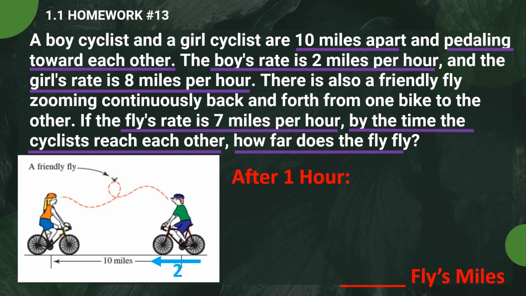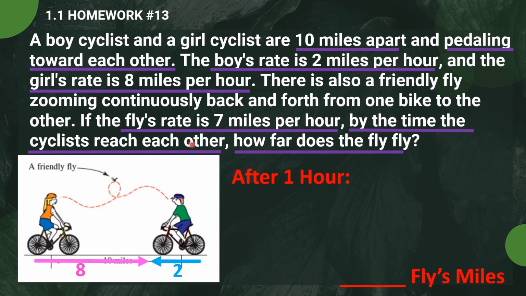So in 1 hour, he would go 2 miles. All right, now the girl is traveling at 8 miles per hour. So she would go 8 miles because she would travel for 1 hour and she would travel 8 miles. Now, if you remember, they were only 10 miles apart. So if the boy goes in 2 miles and the girl goes in 8 miles and they were only 10 miles apart, then my goodness, after 1 hour, they are going to meet.